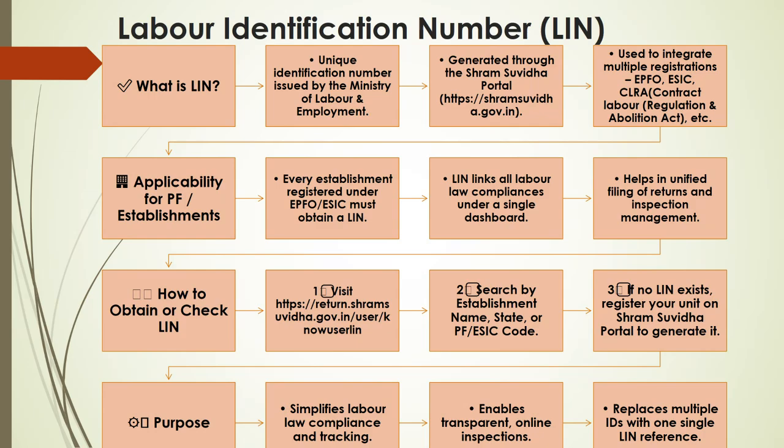you would be required to go to shramsuvidha.gov.in. There you can get multiple registrations: PF registration, ESI registration, Contract Labor Regulation and Abolition Act registration, everything you can do there. So to get this LIN, you have to go to shramsuvidha.gov.in. If you get LIN, EPF, ESI, everything would come under a single umbrella. It helps in unifying filing returns and inspection management.